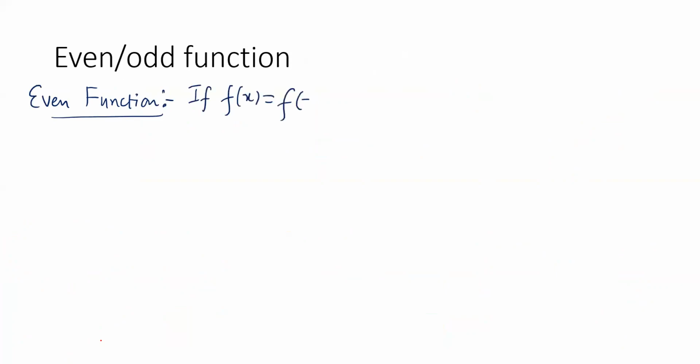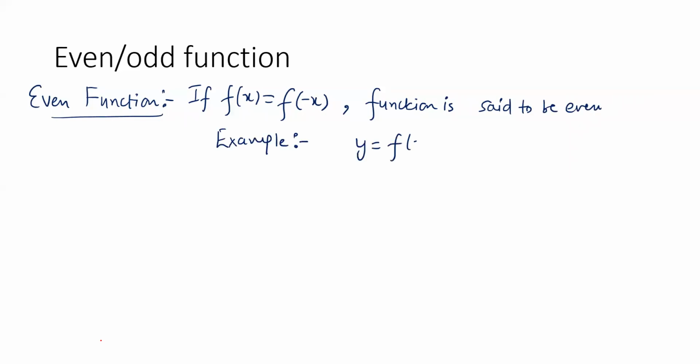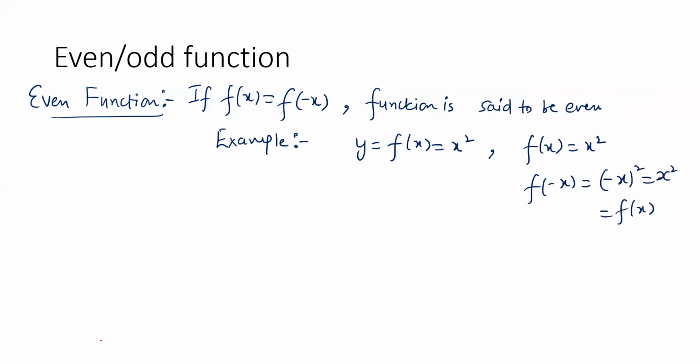So if f(x) is the same as f(-x), that means the function has the same values whether x is positive or negative with the same magnitude, then the function is even. For example, x square, x raised to power 4, and you can check these functions are even functions. Y is equal to mod x is also an even function because mod of x is same as mod of -x.